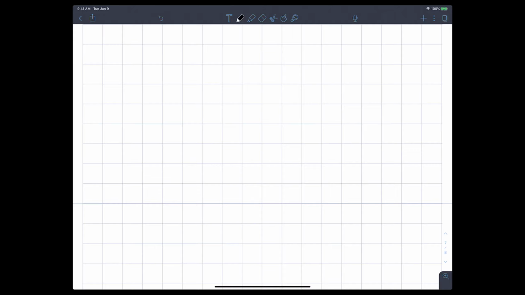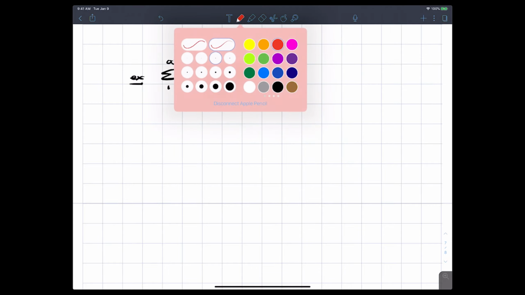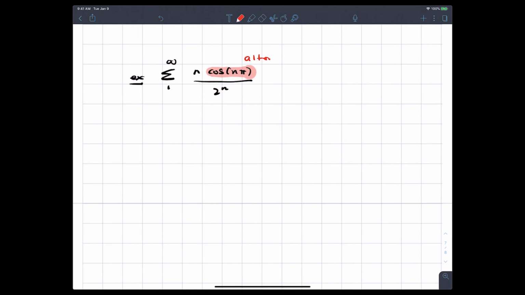Anyway, we can see a few more examples, I guess. Let's give you an example here that has n cosine of n pi over 2 to the n. So we have this nice example, n is 1 to infinity. Now, this is in the alternating series portion, because right here, cosine of n pi is an alternating mechanism.